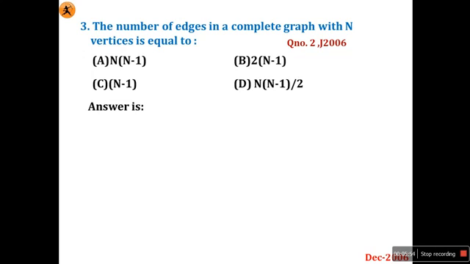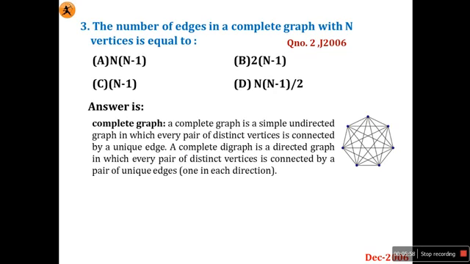If the graph is complete, what is a complete graph? All the edges should be unique, with one edge from every other vertex. A complete graph is a simple undirected graph in which every pair of distinct vertices is connected by a unique edge, which means each vertex connects with all other vertices by a unique edge.